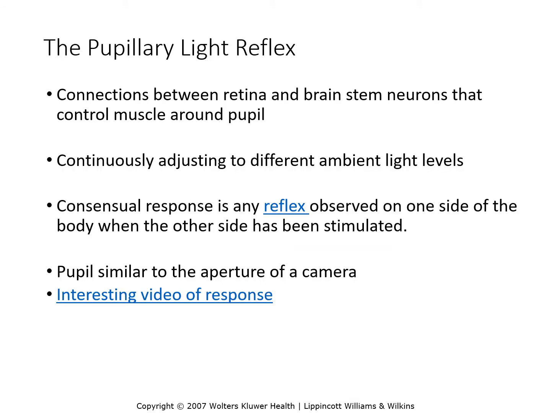The pupil is also going to react to different amounts of light. So there's connections in the retina and the brainstem that control the muscles around the pupil, determine how much the aperture is going to open and close, right? It's going to continually adjust to different light levels.